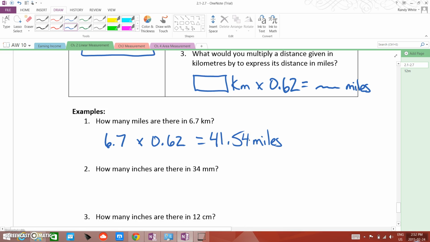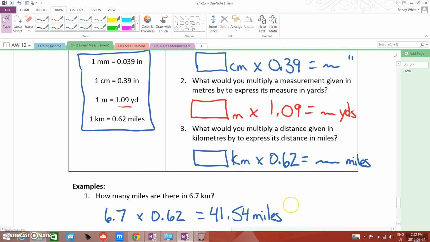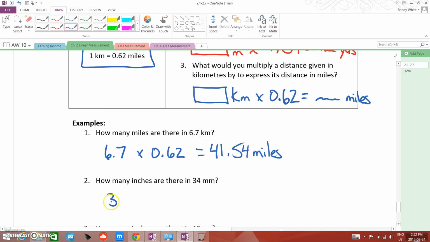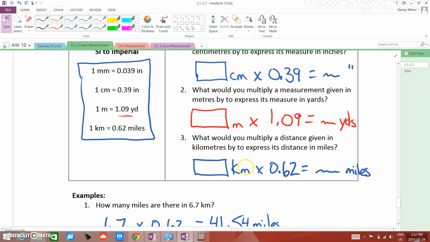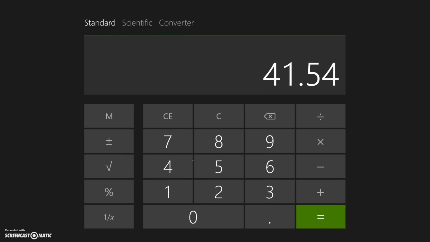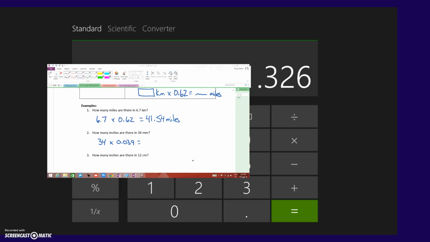Okay. How many inches are there in 34 millimeters? Well, there's my units right there, 0.039. So I'm going to take my 34 millimeters, multiply it by 0.039. And that is 1.3 inches.